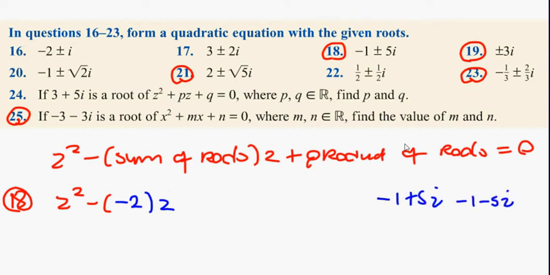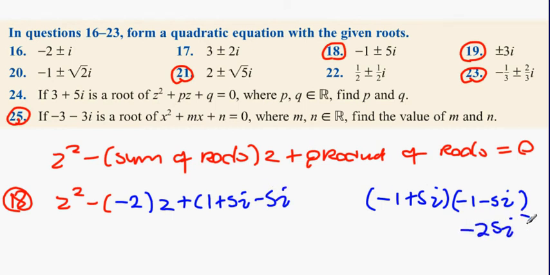Okay, so the product of roots. You're going to multiply them by each other. Minus 1 by minus 1 is 1. Minus 1 by minus 5i is plus 5i. Minus 1 by plus 5i is minus 5i. Then minus 25i squared. It's going to be minus 25 times minus 1.